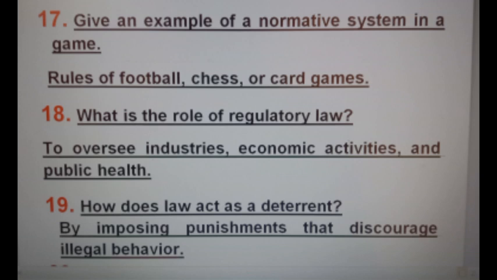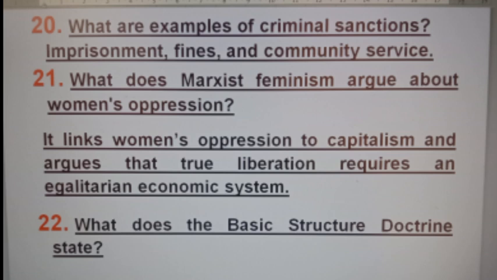What is the role of regulatory law? To oversee industries, economic activities, and public health. How does law act as a deterrent? By imposing punishments that discourage illegal behavior. What are examples of criminal sanctions? Imprisonment, fines, and community service.